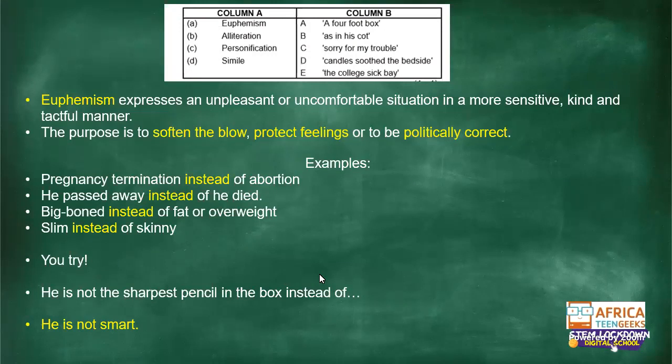Right. So when we say he is not the sharpest pencil in the box, you are trying to say that that person is not smart. Instead of just blatantly saying it, you would use the expression that he is not the sharpest pencil in the box. Okay, so that is how we use a euphemism, right? I'm hoping that next time you see the word euphemism, it won't be a foreign language to you. It will be something that you are very much familiar with.